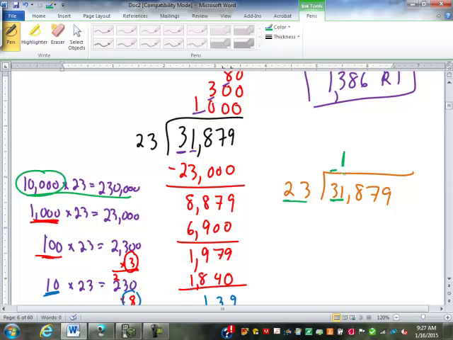We put the 1 above that because that's the last digit we used. Then 1 times 23 is 23. We subtract to get 8. Then we start bringing down the other digits. Well, if we look at what happened here, it's exactly the same as what happened over here, only we left off the zeros. So it's the same process.